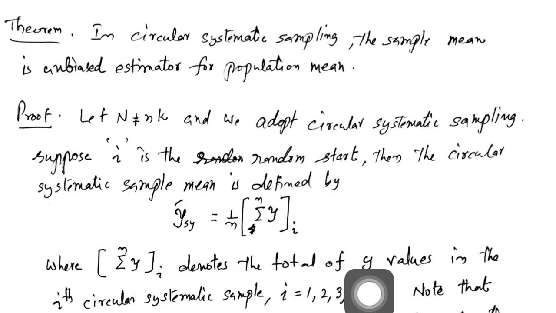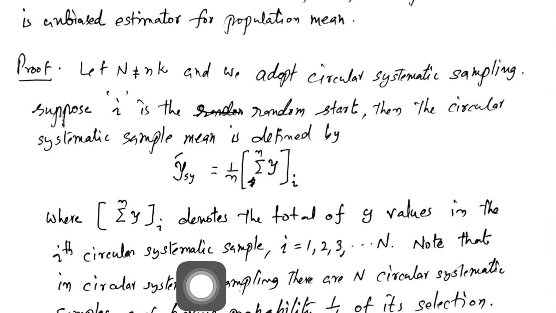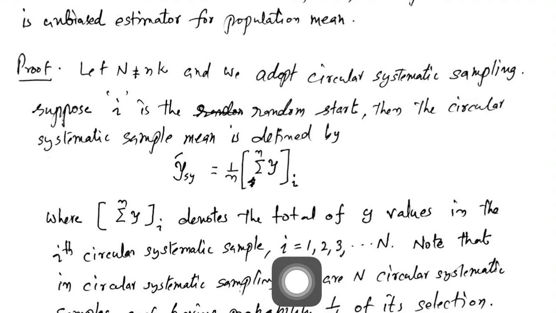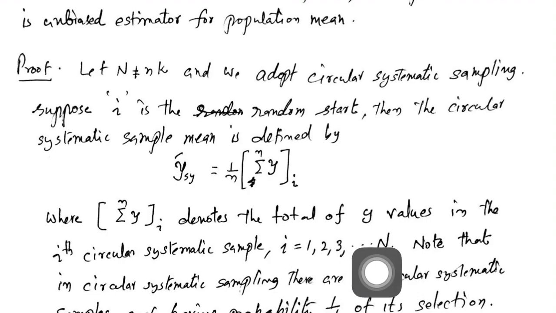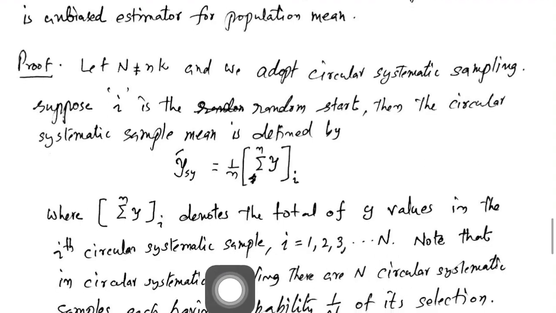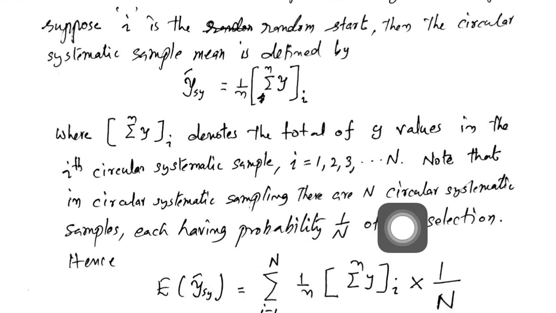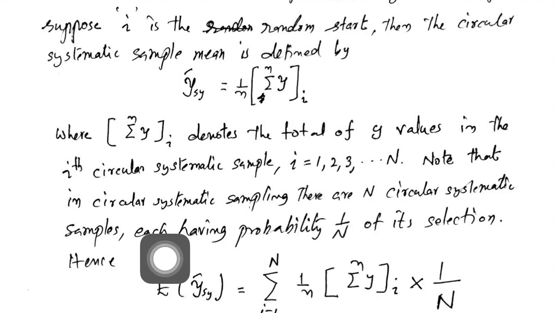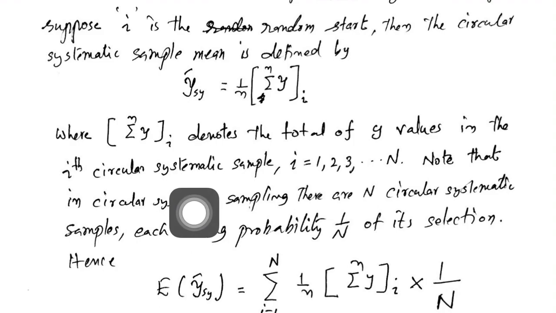This denotes the total of y values or sum of y values in the ith circular systematic sample, and I varies from 1 to capital N, because you know that there are capital N possible samples. Okay, you note that in circular systematic sampling there are capital N circular systematic samples, each having probability 1 by N. So what is the expectation of this y bar sy?